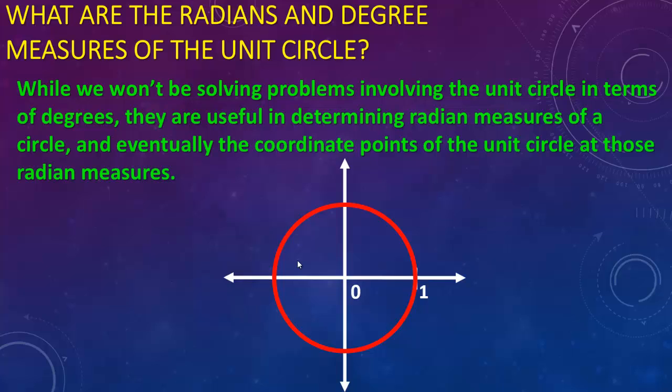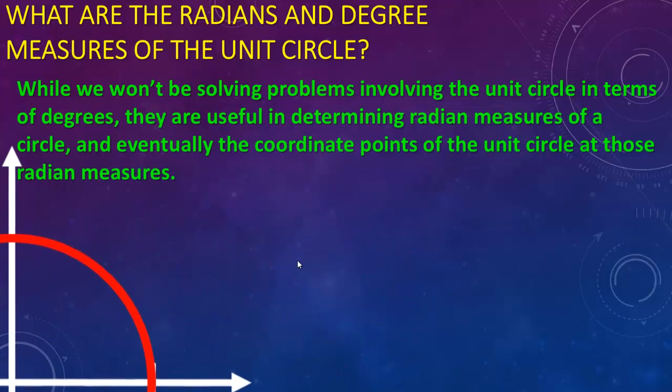Now, while we won't be solving problems involving the unit circle in terms of degrees, it's just going to be helpful in figuring out radian measures until you know them by heart, which will happen. Then you're going to use those radian measures to figure out the coordinate points of the unit circle. We'll get to that later. That's the coordinate stuff that'll come in the next one.